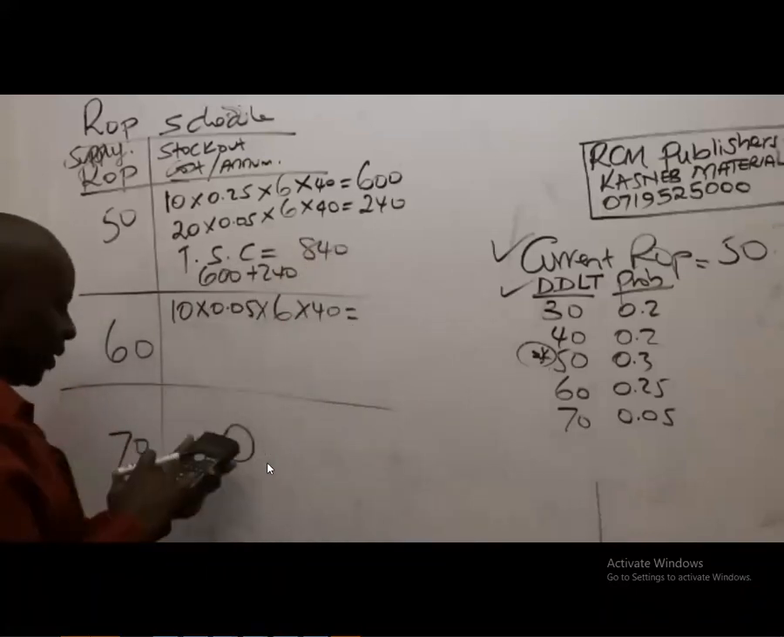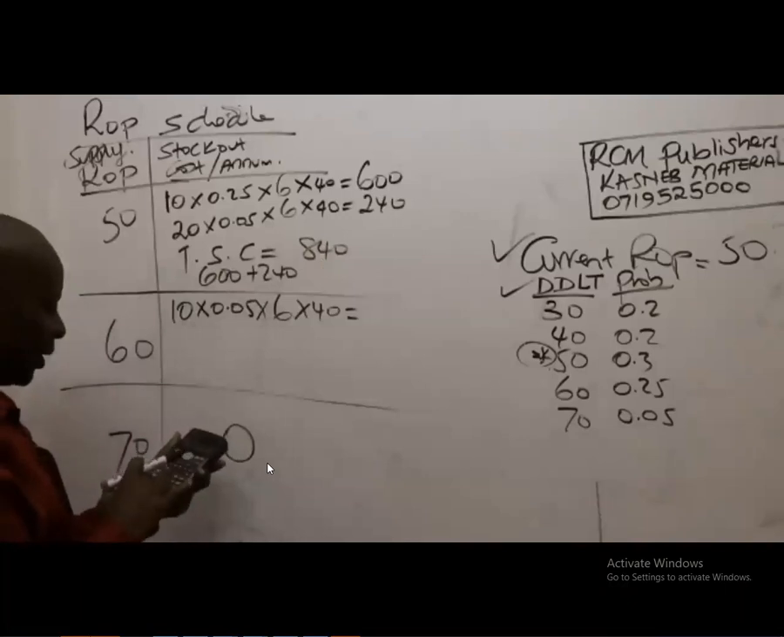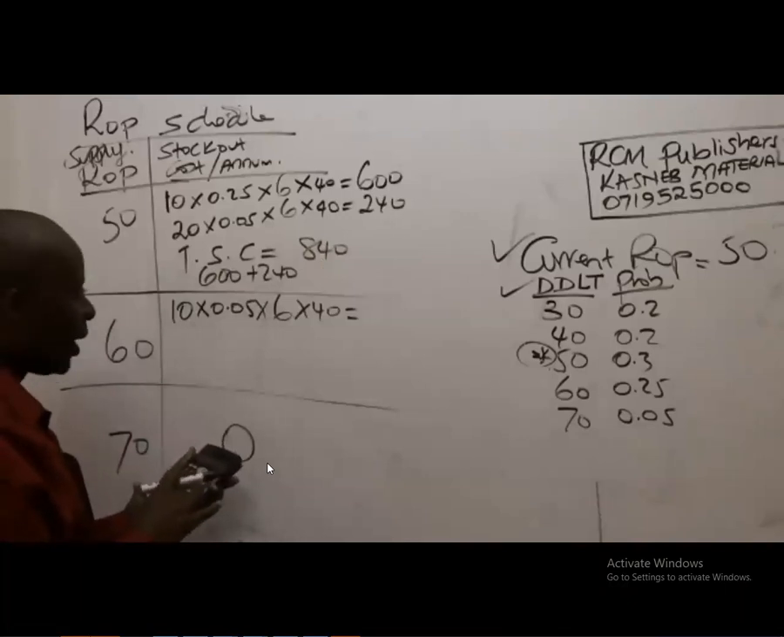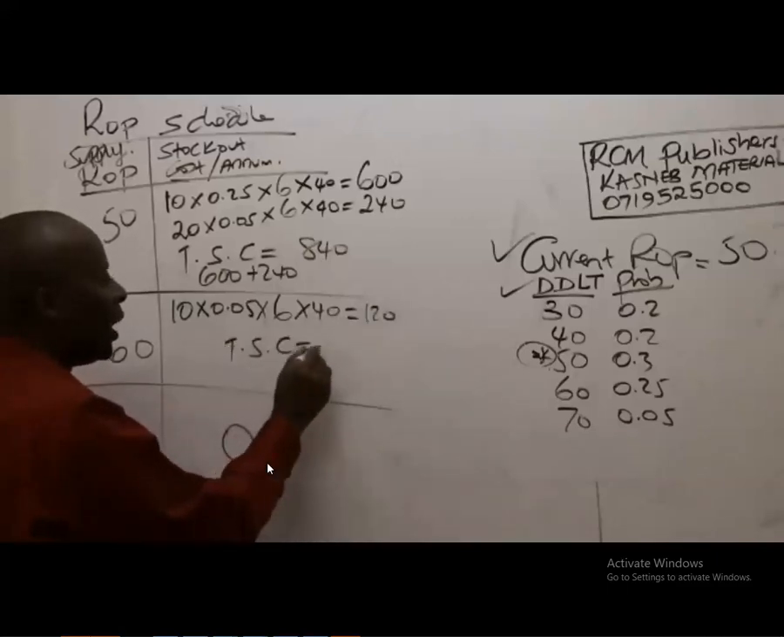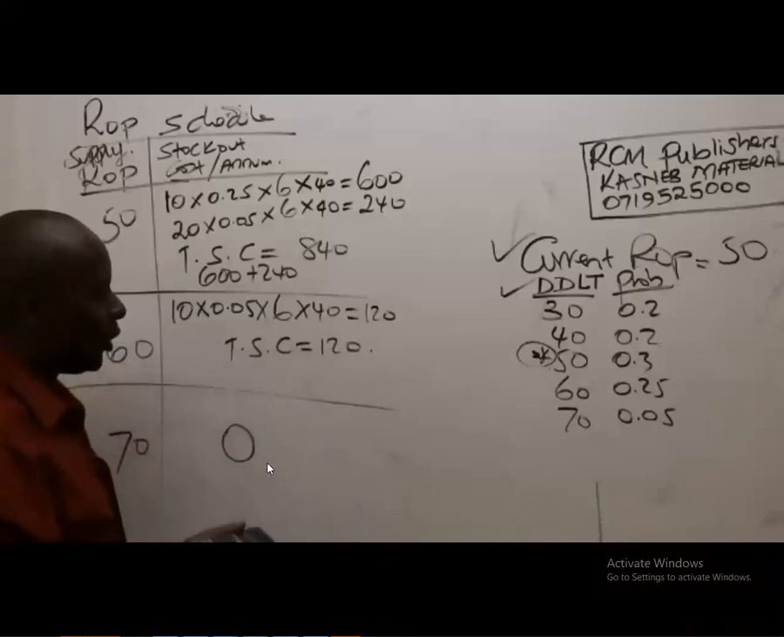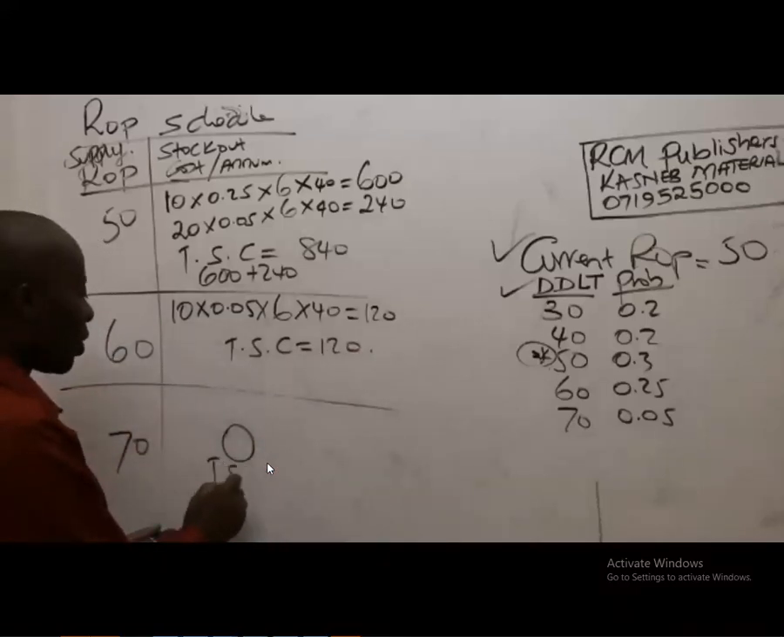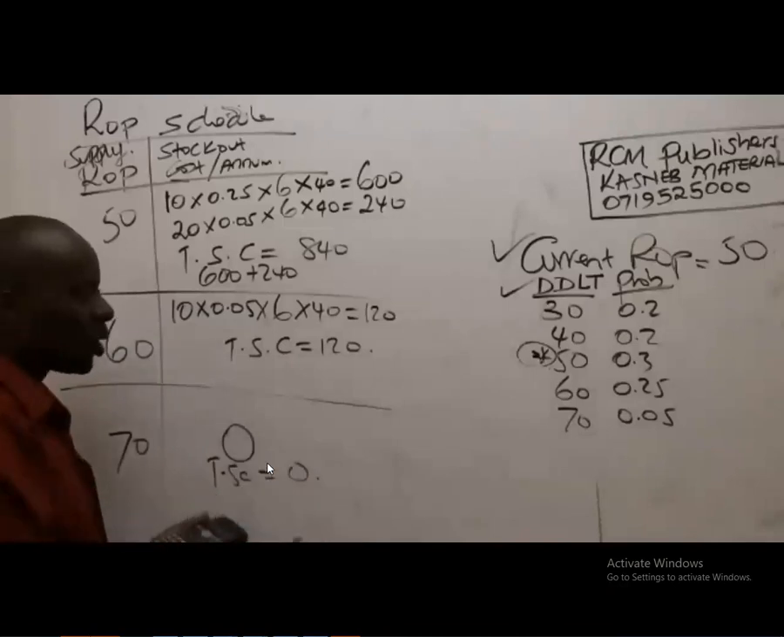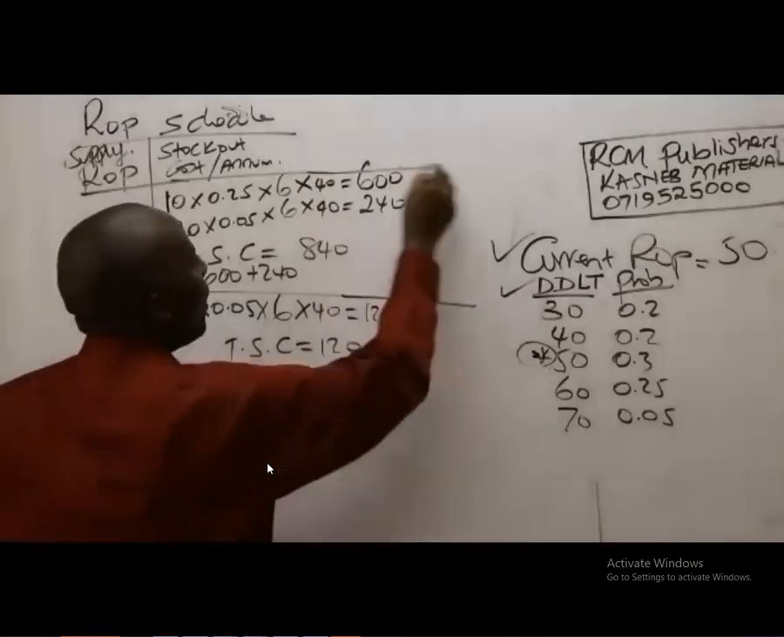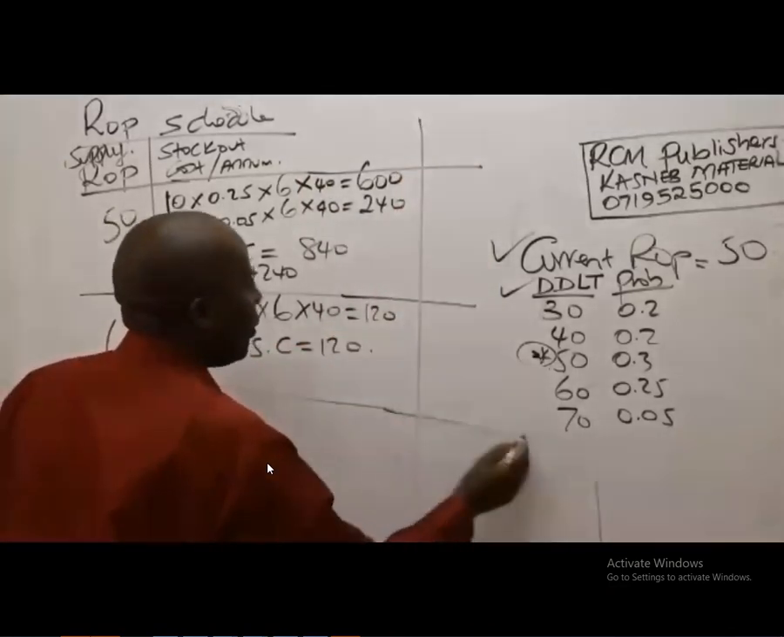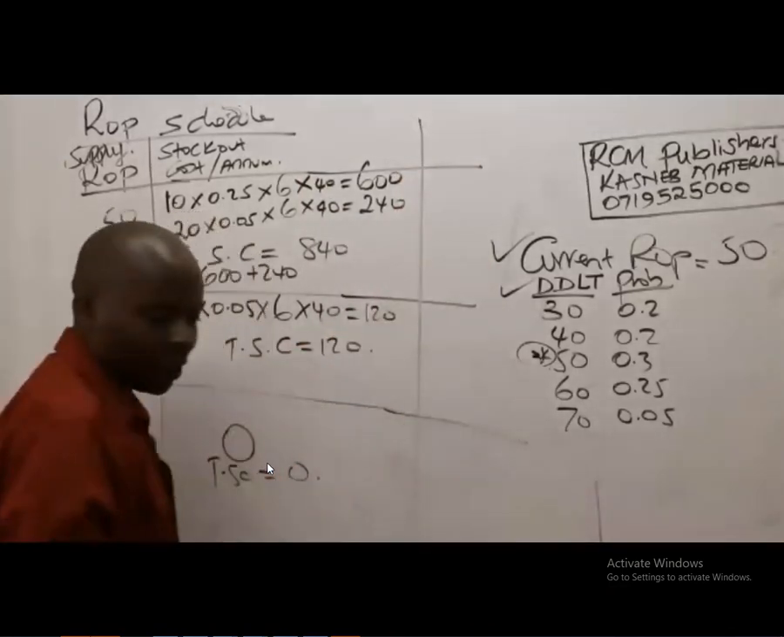Here we have 10 times 0.05 times 6 times 40, you get 120. So there is nothing really to be combined there. Our total stock out cost will be 120. Here, of course, our total stock out cost will be zero because there is no stock out cost. Now, ladies and gentlemen, after I get that, I'll come straight away and create another column here for the holding cost.